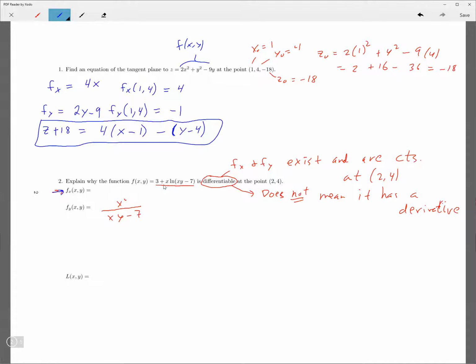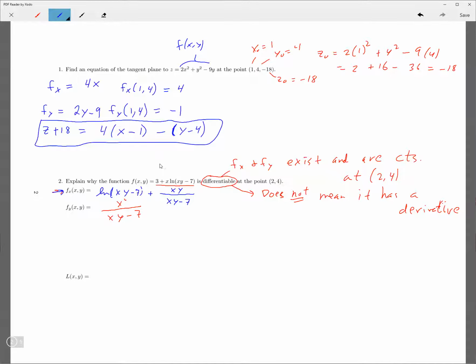Okay, that's 0. This is going to be ln of xy minus 7 plus x times the partial of this with respect to x, which is over xy minus 7, and then it's going to be xy. Okay, so I believe that's what it is right there. So let's see. Or did I make a mistake somewhere? No, we're good.